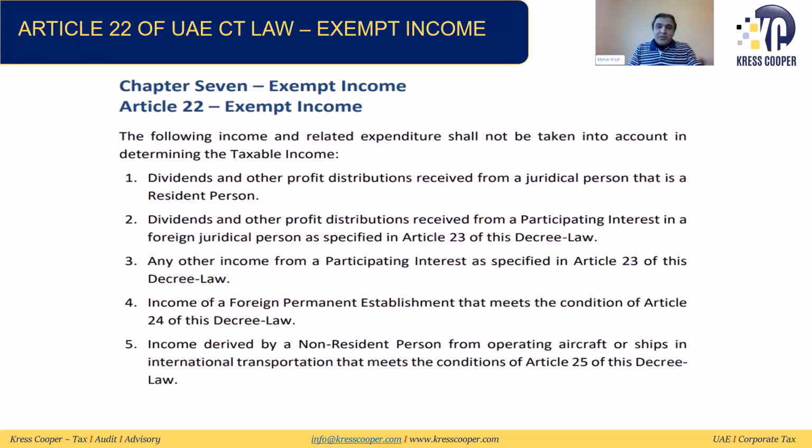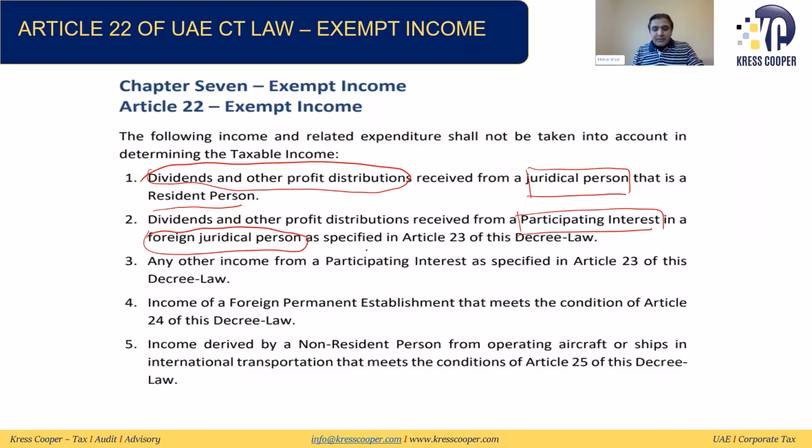This is the same thing that we discussed in the previous slide. A dividend and other profit distributions received from a juridical person that is a resident person. So resident juridical person, dividend and profit distributions are exempt. Dividend and other profit distribution received from a participating interest in a foreign juridical person, that is exempt as well. Any income from the participating interest as mentioned in 2, that income is exempt as well.